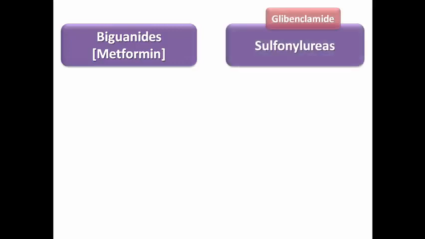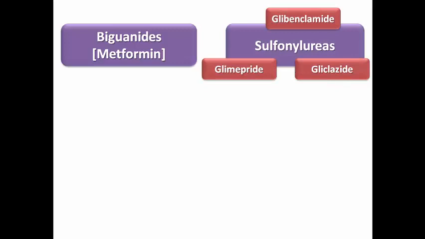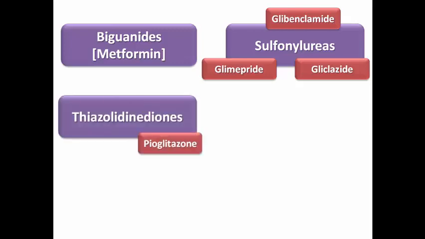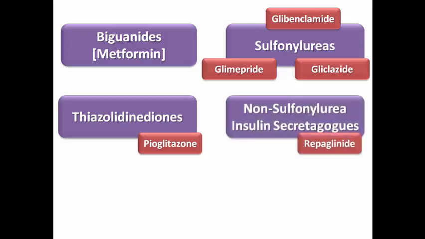We have the famous family of sulphonylureas, which are insulin secretagogues like glibenclamide, glimepiride, or gliclazide. We have also the thiazolidinediones, which has a famous example of pioglitazone, which is less used nowadays due to the risk of salt and water retention in cardiovascular patients. We have also non-sulphonylurea insulin secretagogues. The famous example is repaglinide.